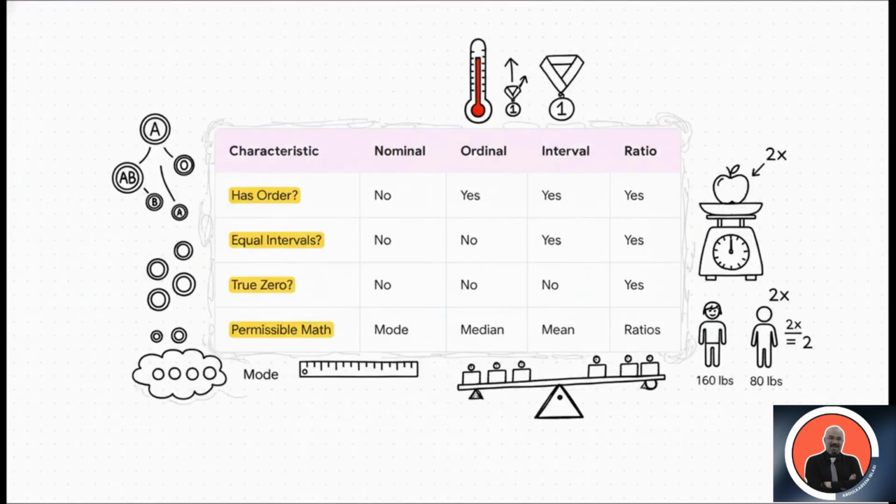You can see that progression so clearly. Nominal data? Nope, no order. Ordinal adds the order. Interval adds the equal spacing, and ratio adds that critical true 0. And now look at that bottom row. This is the payoff. It dictates the kind of math we can do. You can't calculate a meaningful average blood type, right? But you absolutely can calculate an average weight.